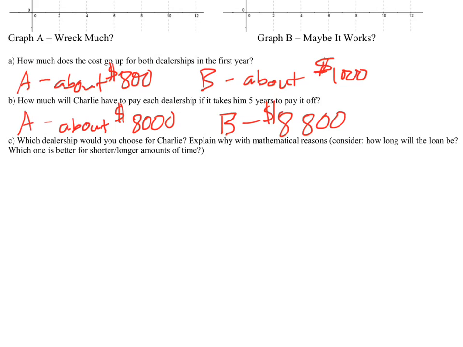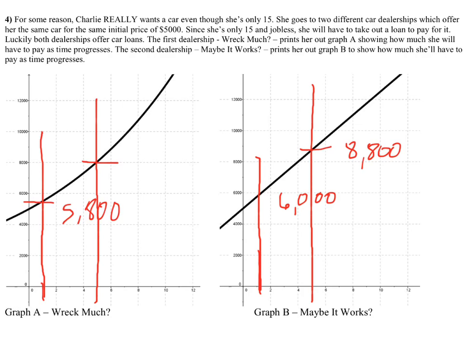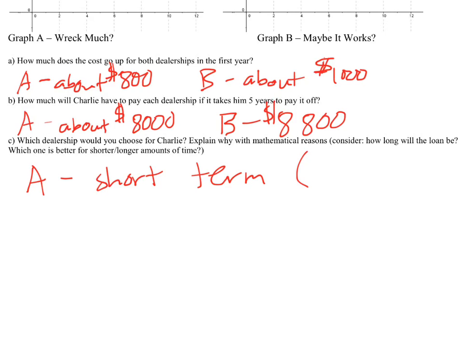Which dealership would you choose for Charlie? Explain his mathematical reasons. There's a lot of things you can choose from. You choose A if you're looking for short term. Meaning, if you were to copy the line over, it would look like something like that. So if you're looking at something less than, say, 9 years, then A is the way to go. You end up paying less.